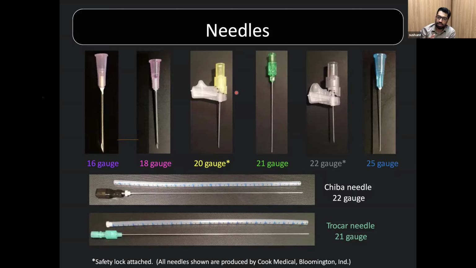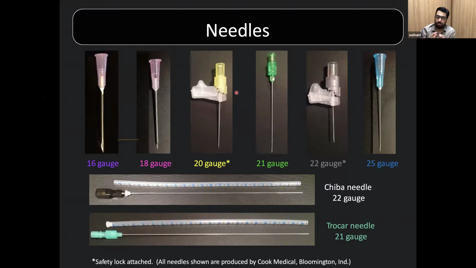And similarly for vascular access, we use an 18 gauge needle through which a 0.035 wire can be inserted. And if we are gaining access into a peripheral artery like the radial artery or a pedal access, we use a micropuncture set which accepts 0.021 kind of guide wires.